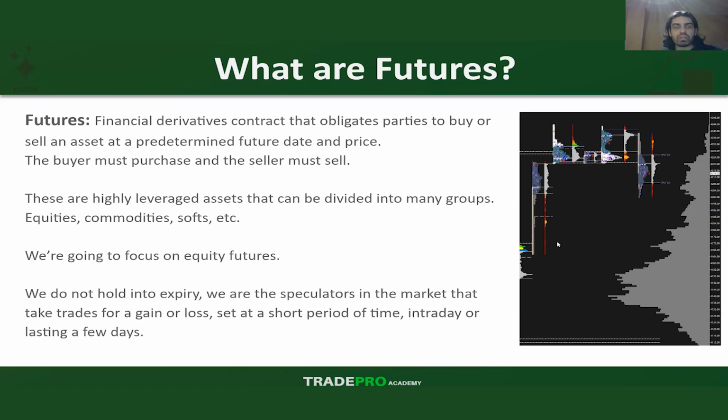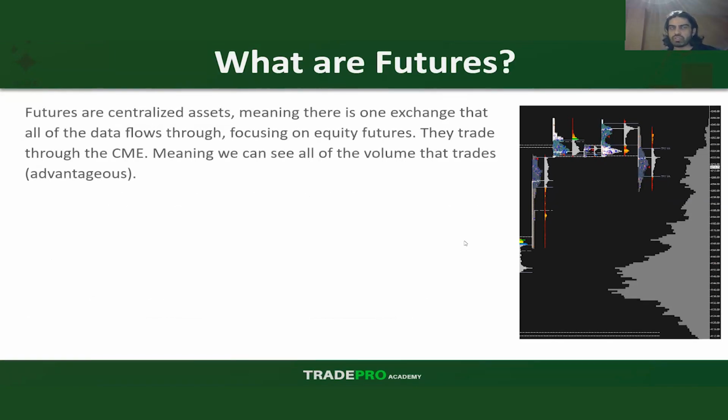We take a gain or a loss. That's the whole point of this for a short period of time, intraday, or maybe a little swing lasting a few days, maybe multiple hours at a time. So futures, they're a centralized asset, right? Meaning that there's one exchange that all the data flows through, focusing on equity futures. Just keeping in mind, when I talk about all this, I'm going to be talking mainly about the S&P 500 futures. It is the most liquid equity future, and it's one of the best places for newer traders to start, especially if you want to read order flow from a clear standpoint.